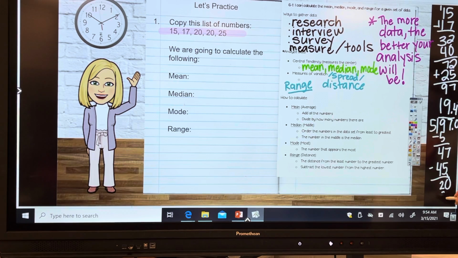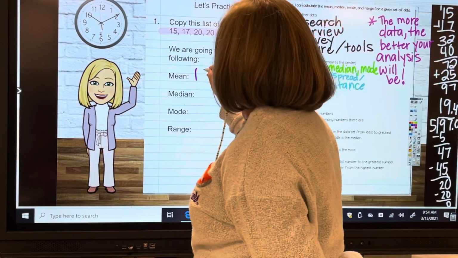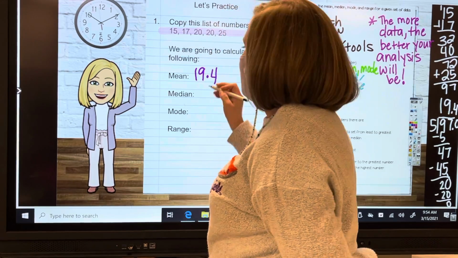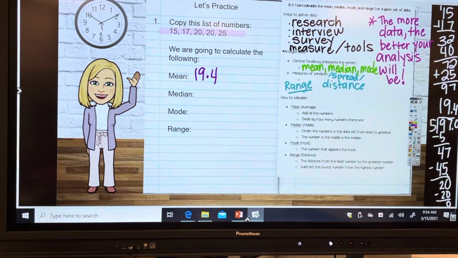How many people got 19 and 4/10? 19 and 4/10 is what you should have gotten, okay? Now, to find the median is what? The middle. The median is the middle number.